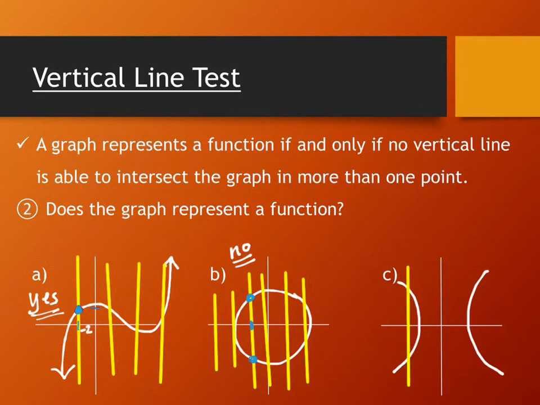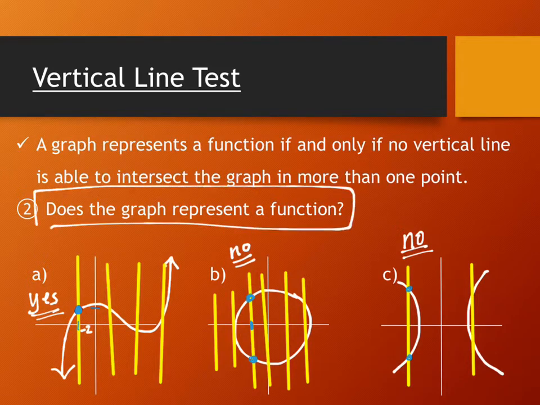So here's an example of a vertical line that causes problems. Here would be another example of a vertical line that causes problems. It crosses twice, which means it's not a function. So my yeses and nos are answering the question, does the graph represent a function?